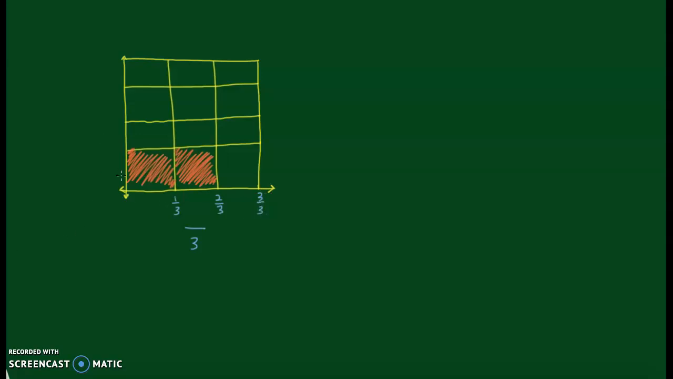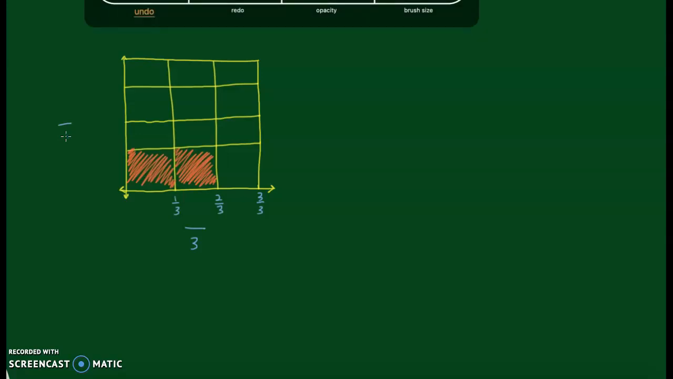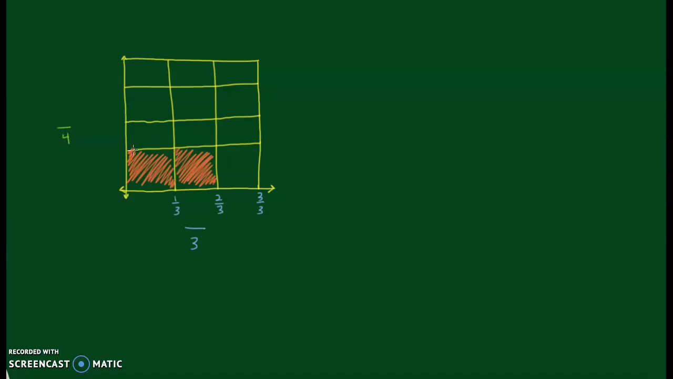And we're going to do the same thing going up this side here. There is 1, 2, 3, 4 sections. So it's going to be fourths. So 1/4, 2/4, 3/4, and then 4/4 or 1.